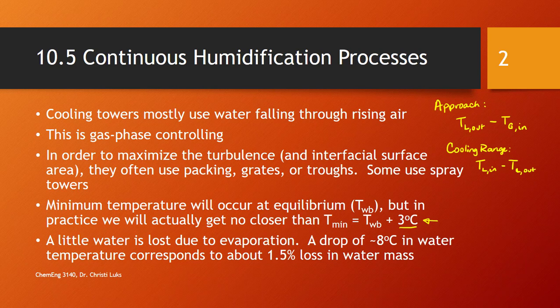A cooling tower's goal is generally to cool water by mixing it with air. The water falls through rising air. This is going to be like a stripper. It's gas phase controlling, and we want to maximize the turbulence to get the best possible mass transfer. This is frequently done instead of just by raising flow rates, but we'll do it with packing, grates, troughs, something like that.